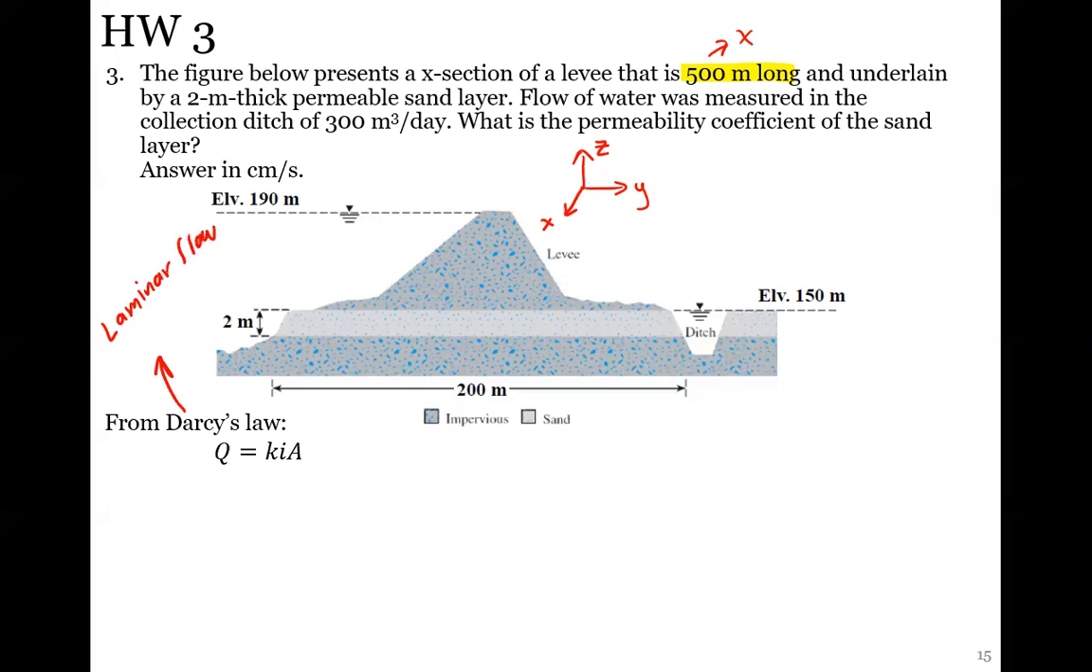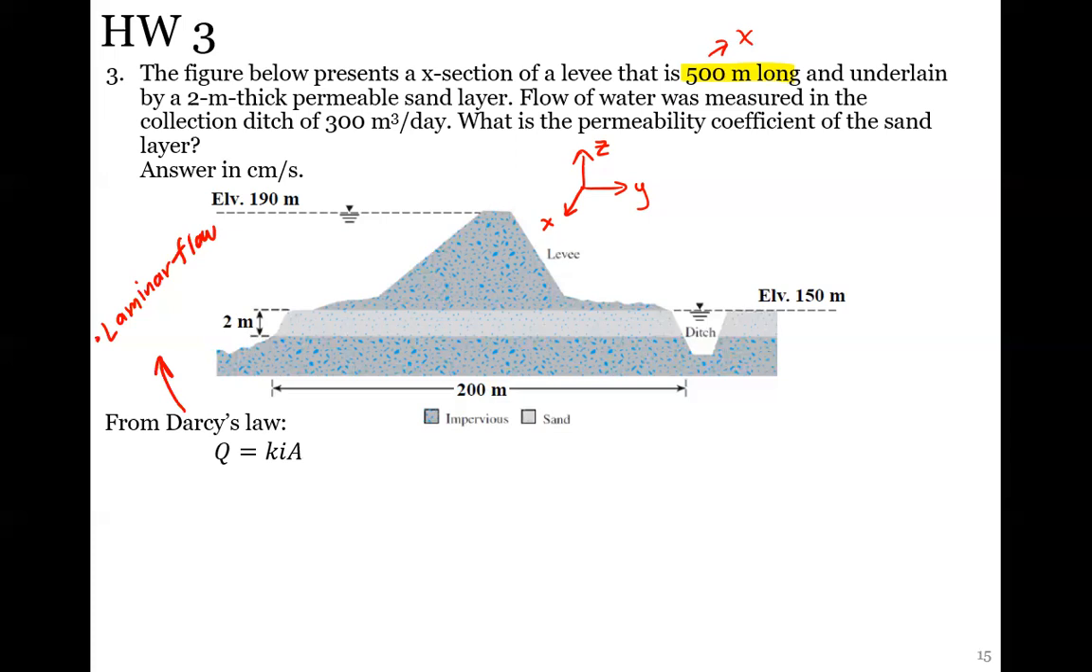But you should know all of those assumptions that are associated with Darcy's law. So laminar flow means that all the flow vectors are parallel to each other. There's no turbulence or anything. If we don't have that, then we can't use Darcy's law, and then we can't actually calculate this. So this is slow moving water.